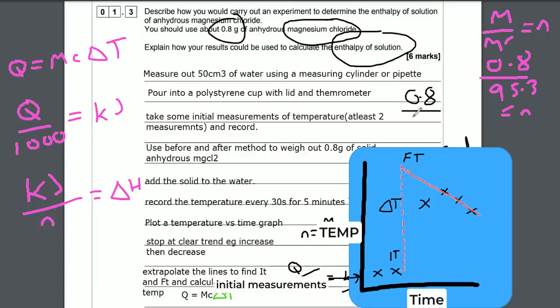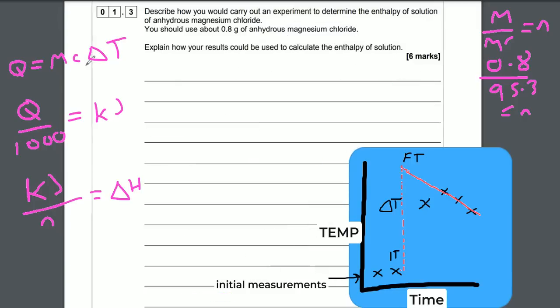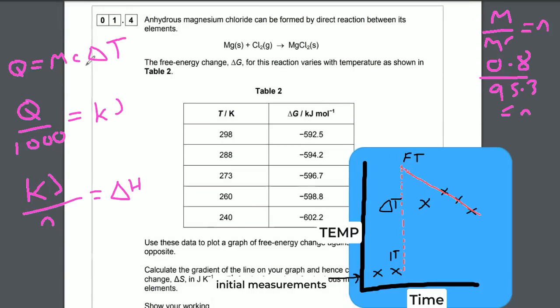We need to explain this to show we understand. We're going to take mass, which is 0.8, and divide it by 95.3, which is the Mr of MgCl2. You can see I'm working it out up here. However, listen, you do the weighing before and after method in this. You might have 0.798 grams actually added, even though you tried to add 0.8. That's fine, because when you calculate moles, it will adjust for that, and your answer will be in kilojoules per mole. And there we go. That's how to do this method and get your 6 marks, which is nice. So you just need to know this one, and you need to know about that extrapolation of the lines, and the point where they intersect is where the solid was added.